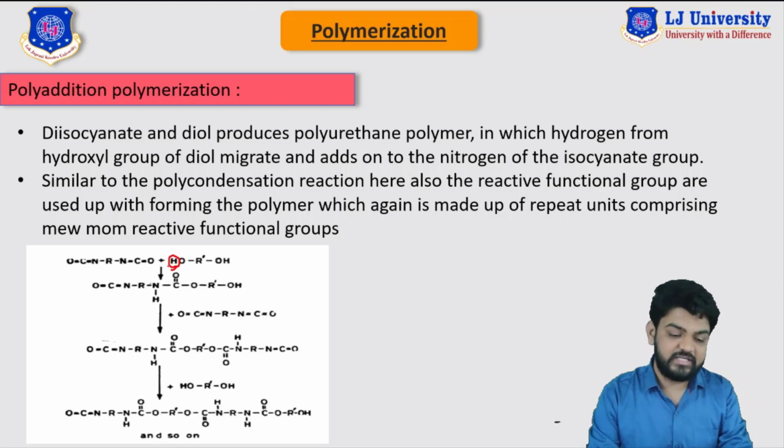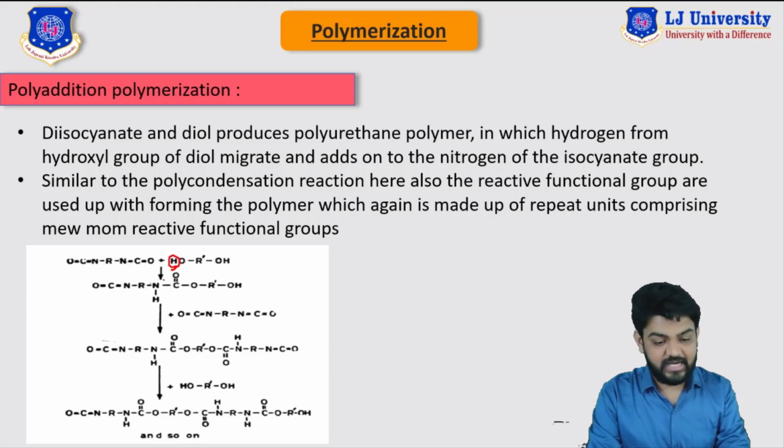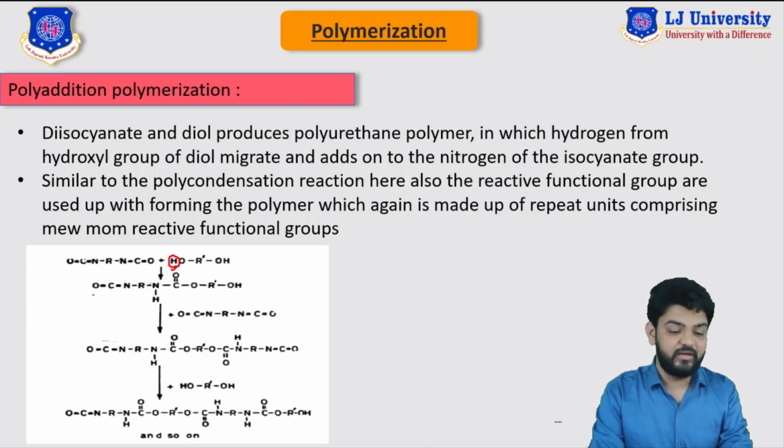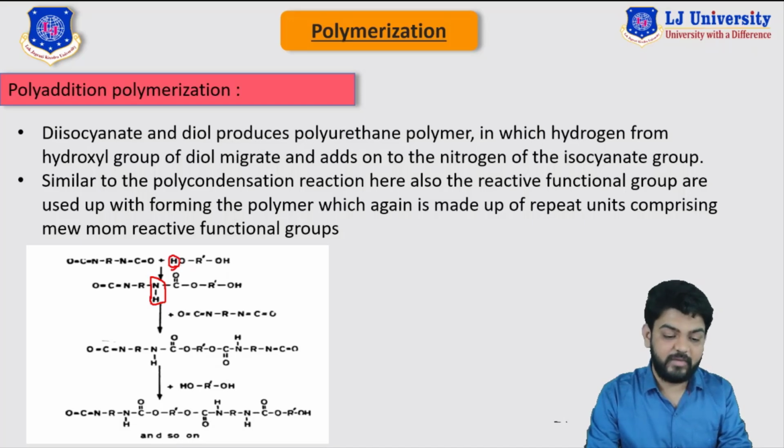You can see here this hydrogen will now migrate and add to the nitrogen of this cyanide compound. Now this reaction has proceeded, and you can see here we have O, C and R, same as we were having in the monomer, right? Here we have nitrogen, and now this nitrogen is attached with this hydrogen. So this hydrogen has now migrated from the diols, moving from here to this nitrogen, right?